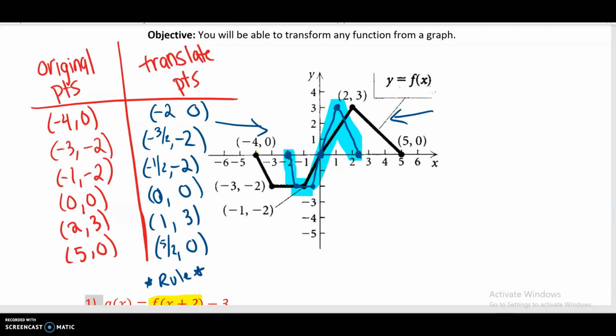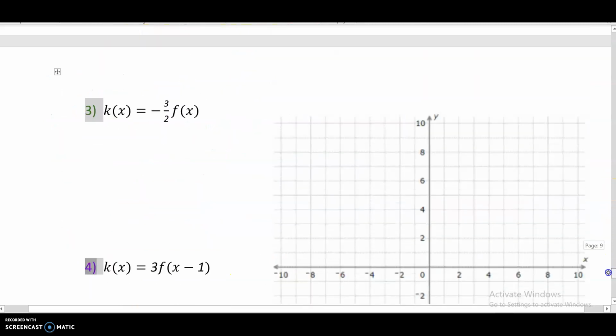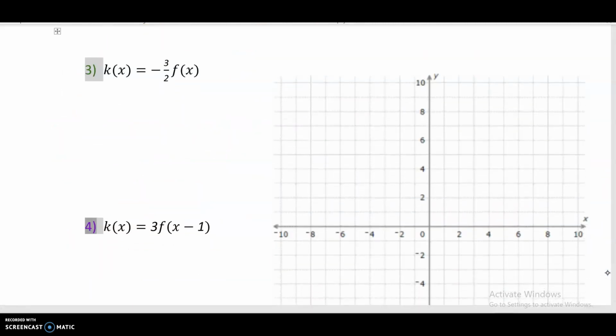It didn't reflect. All it did was get, quote unquote, skinnier. And that's a good way to check to know you've done it correctly. So we can do all kinds of transformations. I just gave 2 examples. Here are a couple more. I'm just going to go through and identify what these would do, and then I'll let you try to graph them on your own.